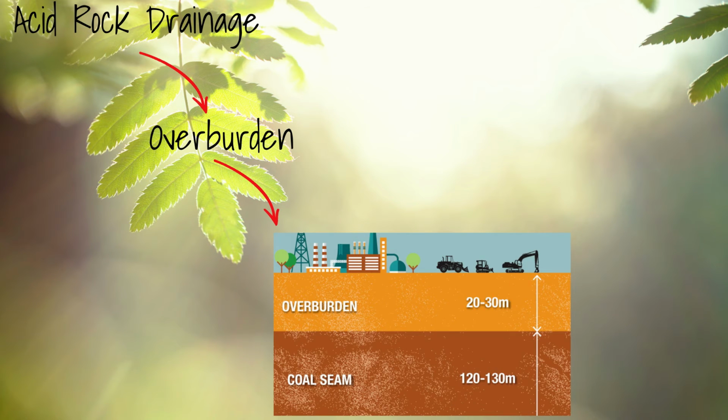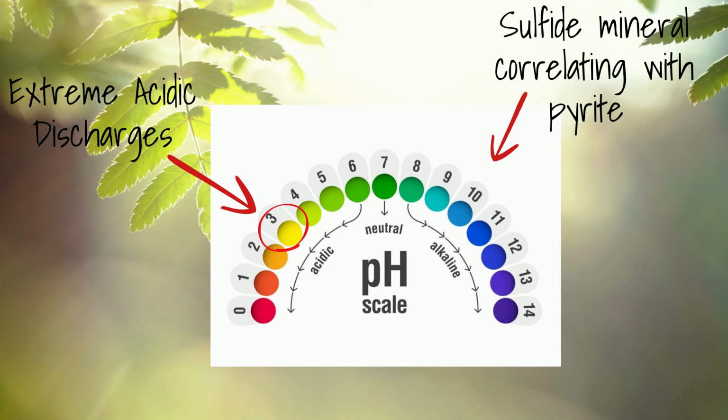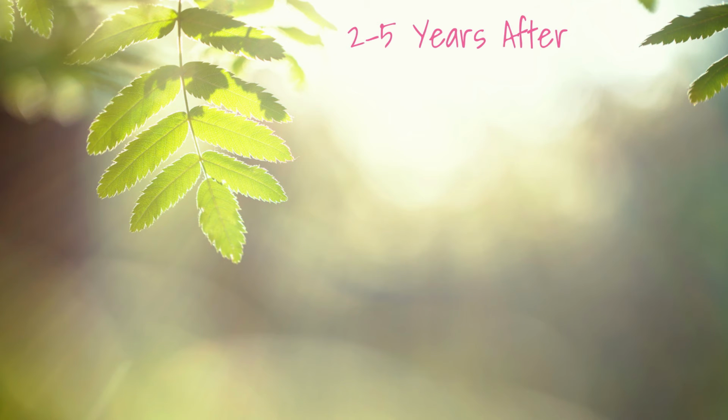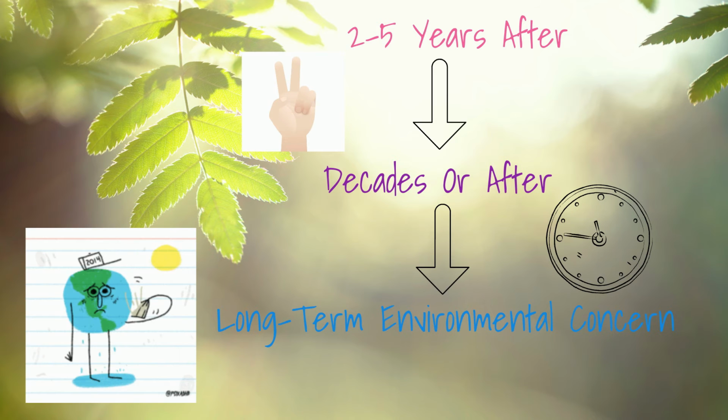Metal mines potentially generate extreme acidic discharges where the ore is a sulfide mineral correlating with pyrite. Some mines establish acidic drainage within 2 to 5 years after the mining begins, whereas others are not detected for several decades or centuries, and thus for this reason acid mine drainage is considered a chronic long-term environmental concern.